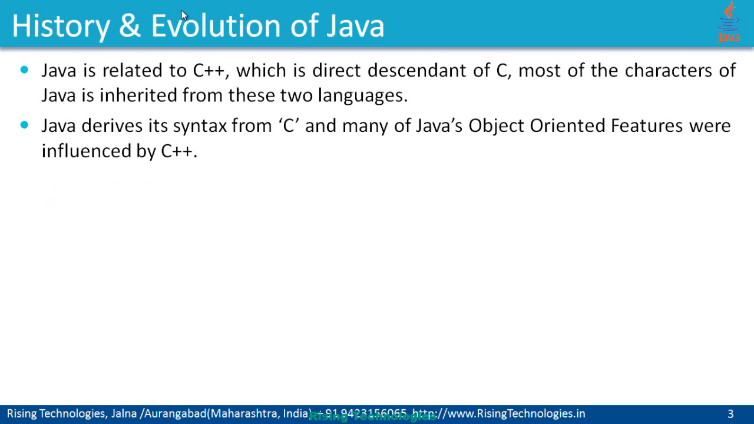Java is related to C++, which is a direct descendant of C. Most of the characteristics of Java are inherited from these two languages. Java derives its syntax from C, and many of Java's object-oriented features were influenced by C++.